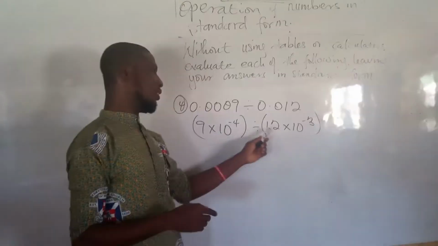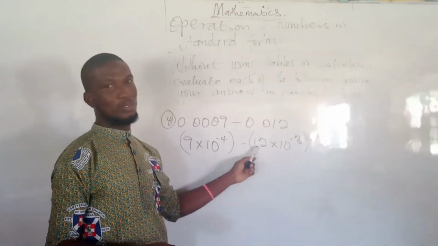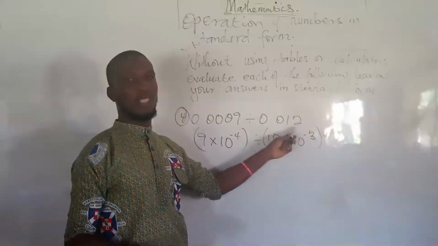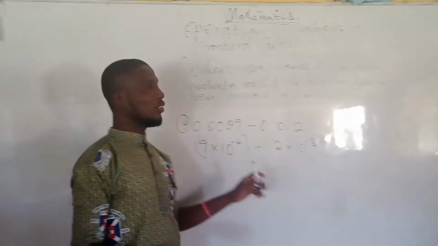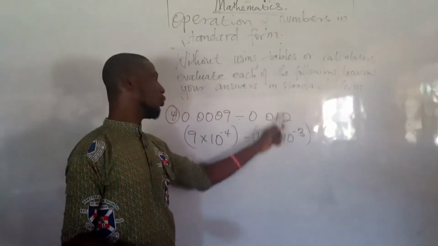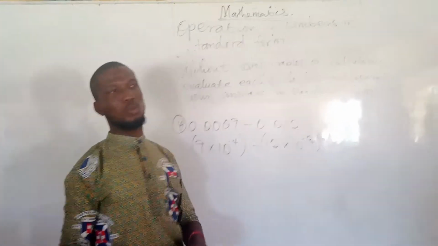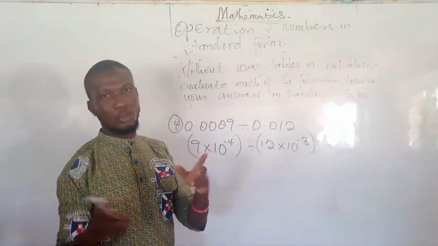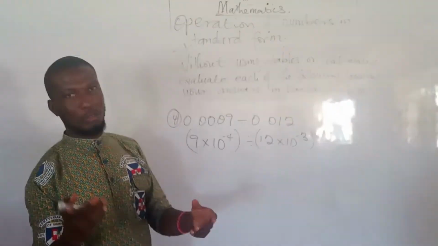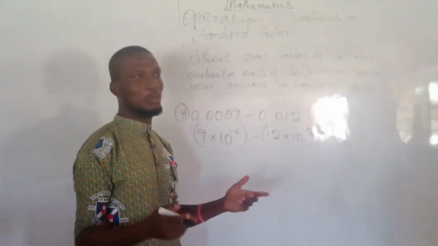Remember, this is not necessarily in standard form, but we turn it into a whole number so that we can do the division. That's why we move the point 1, 2, 3 places instead of just moving it twice. We want the 12 to be a whole number so that we can do the division of whole numbers, which is easier. Then we convert our answer again. That is what we did.